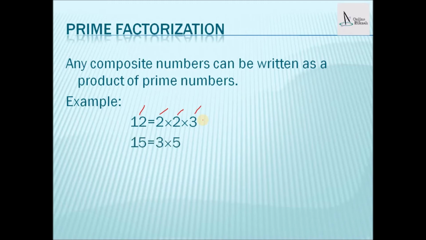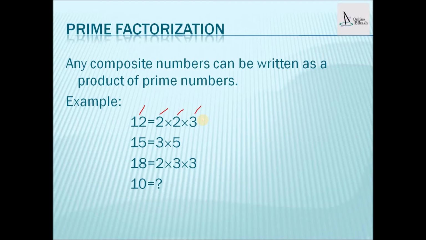15 is also a composite number, and 15 can be expressed as the product of 2 prime numbers, that is 3 and 5. Let us see one more example. 18 is equal to 2 into 3 into 3. So this is the prime factorization of 18. And what will be the prime factorization of 10? You will tell me. At the end of this video, I will tell you the prime factorization of 10.